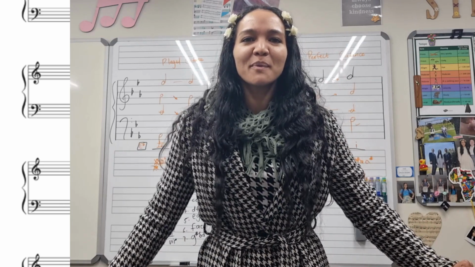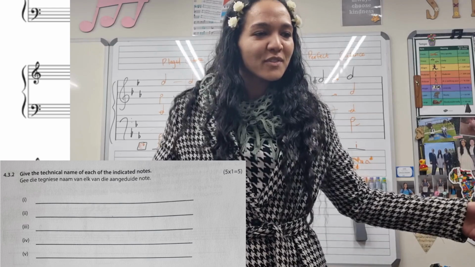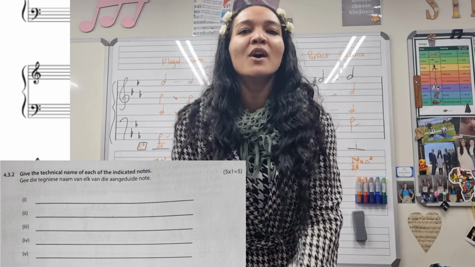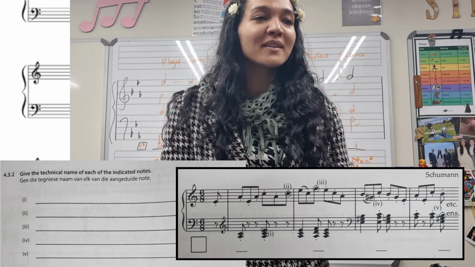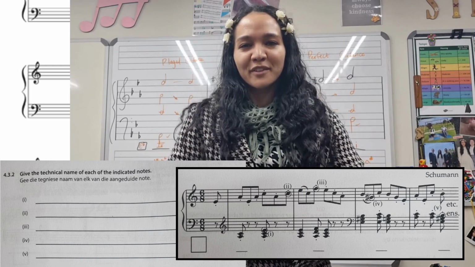In question 4.3.2, they ask of us to give the technical name of each of the indicated notes. Now, of course, if we figured our key right as A minor, we would be able to know what everything is in the key. Tonic, supertonic, mediant, subdominant, dominant, submediant, and leading note. So let's go ahead and fill those in.